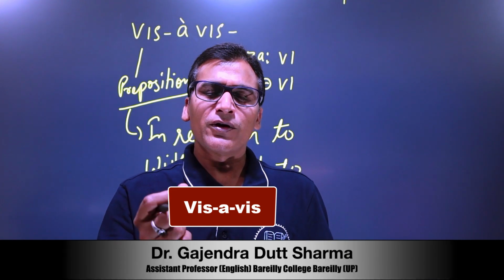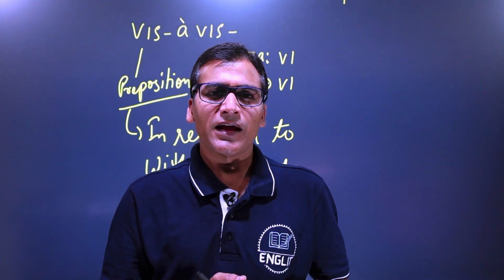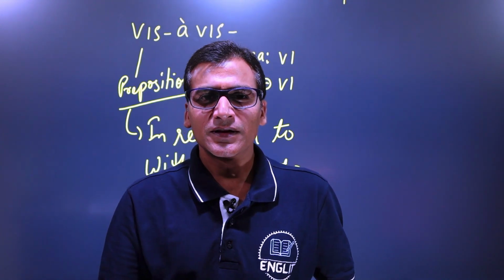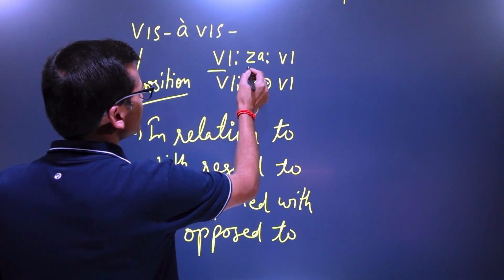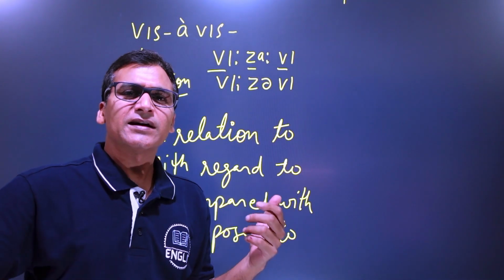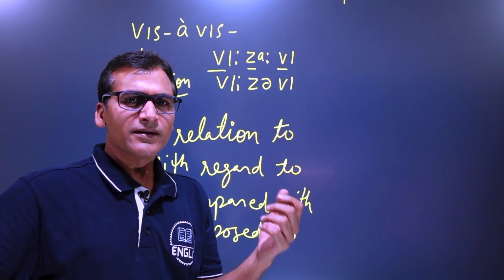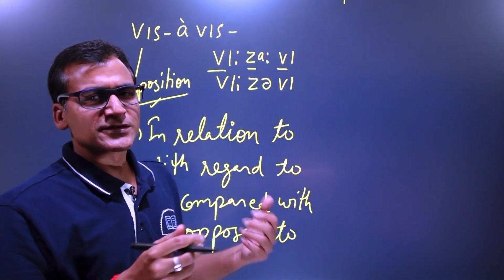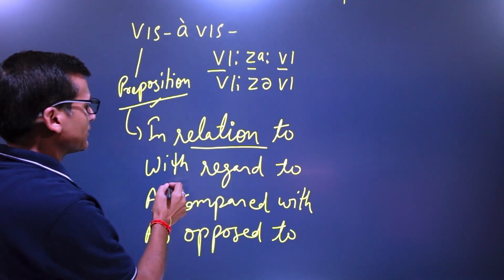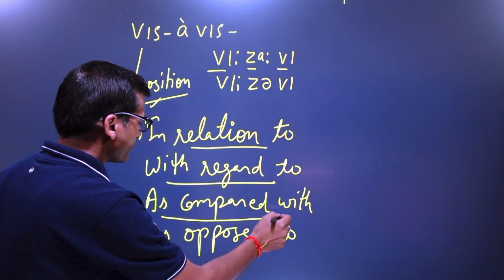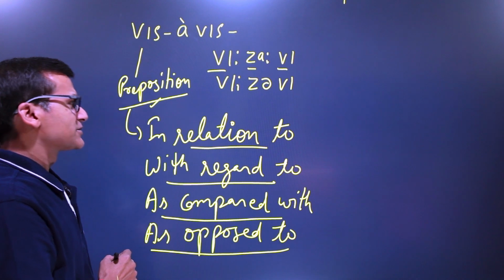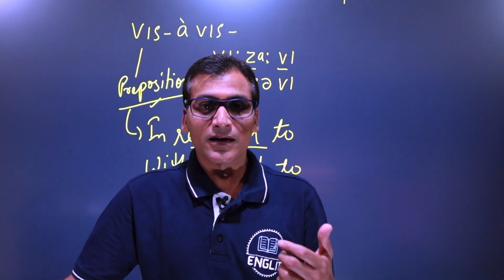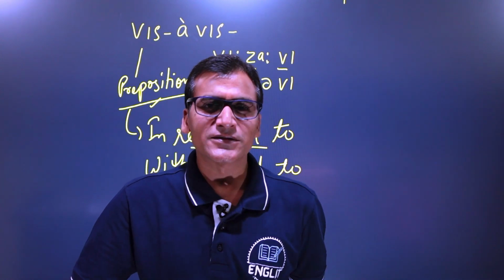Do you know how it is correctly pronounced and what is its correct grammatical use? So let's see it. It is vis-a-vis. It is not vis-a-vis. It is vis-a-vis. It is a preposition and it refers to: in relation to, with regard to, as compared with, as opposed to. As a preposition, it is used in multiple ways: with regard to, as opposed to, with reference to.